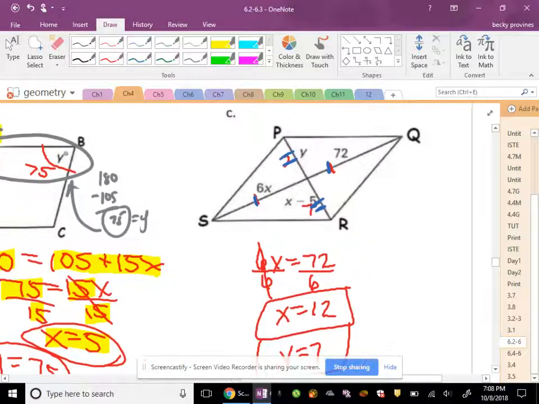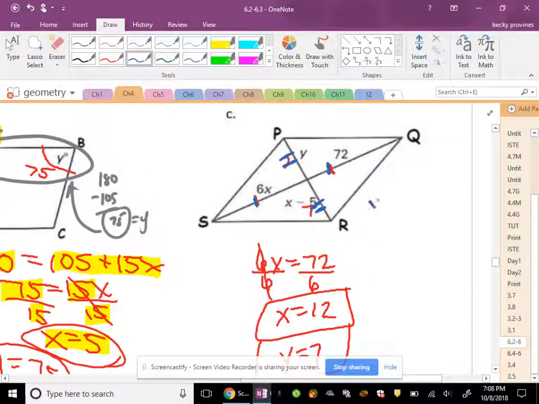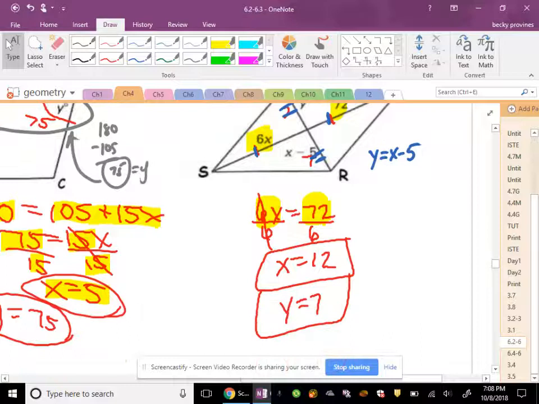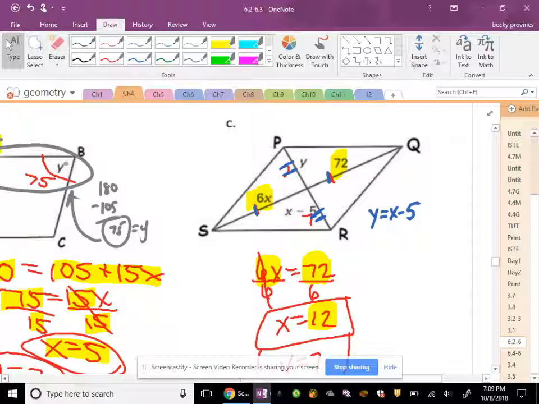Okay, now going from P to R, this is true. y does equal x minus 5. But are you able to solve for x or y? And of course you can't. So let's go the other direction. And so I said 6x is equal to 72. So when I divide by 6, I get 12. So once I get the 12, I can go back up here and say, oh, x is really 12. So 12 minus 5 is 7. So that's how I get my 7.